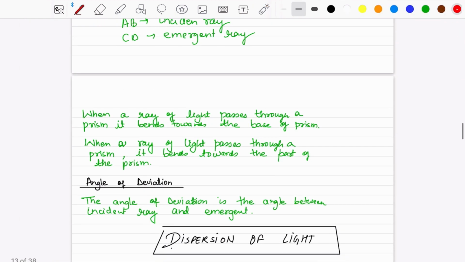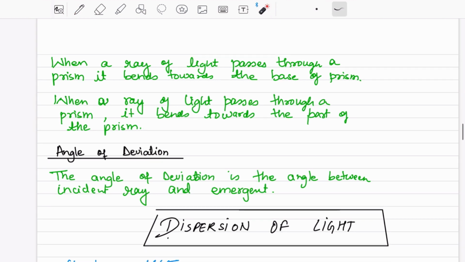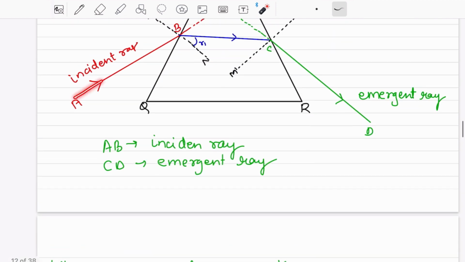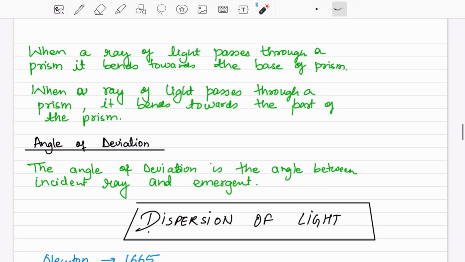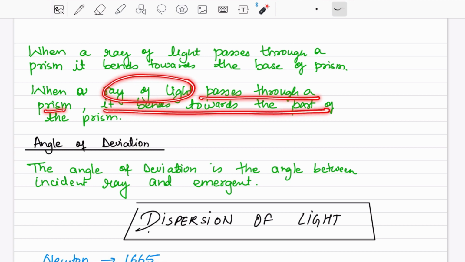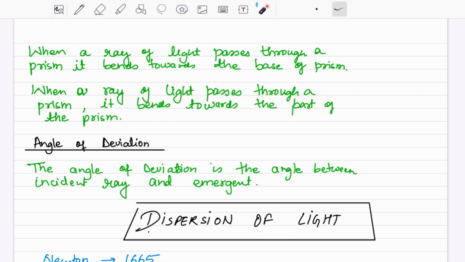Okay, चलो. So what is happening? When a ray of light passes through a prism, it bends towards the base. ठीक है, यहाँ पे देखो रिफ्रैक्शन थोड़ा और बेस की तरफ गया और यहाँ पे इमर्जेंट रे थोड़ा और बेस की तरफ गई. So what we can conclude, that when a ray of light passes through a prism, it bends towards the thicker part of the prism. Okay, it bent towards the thicker part of the prism.